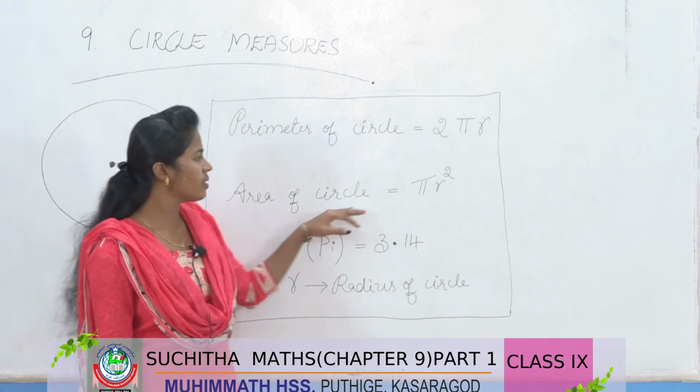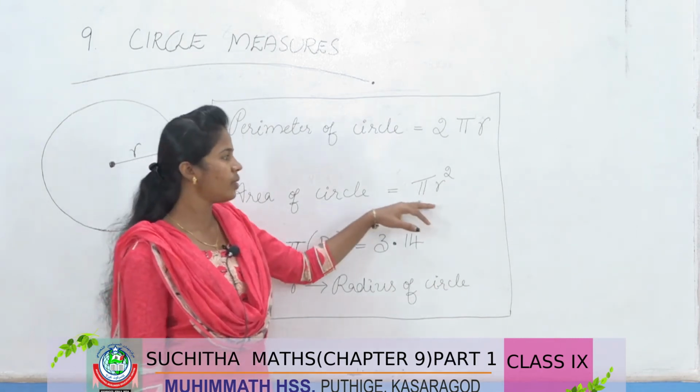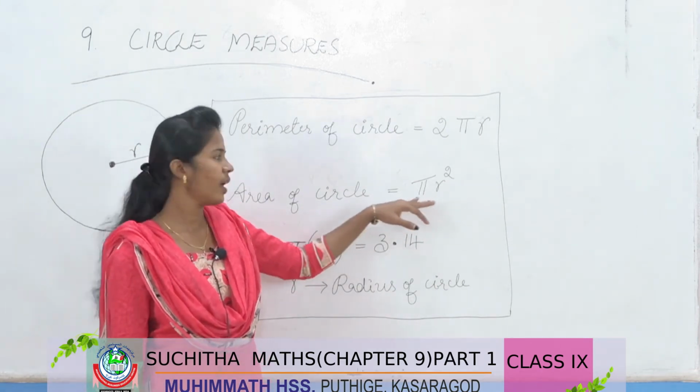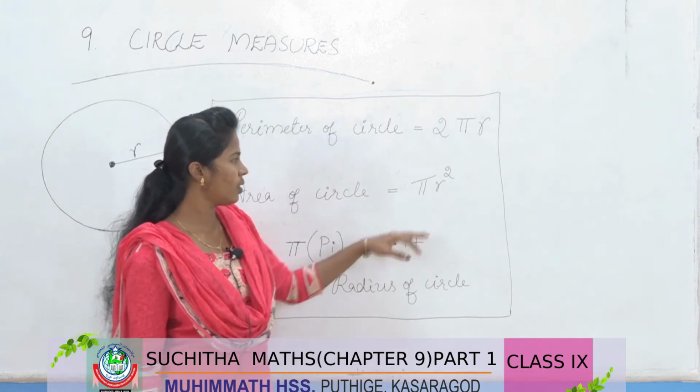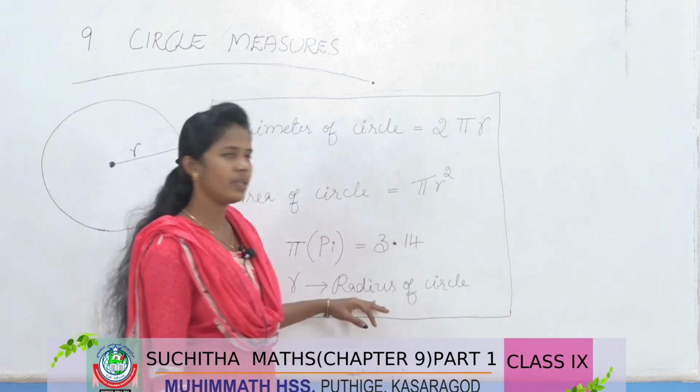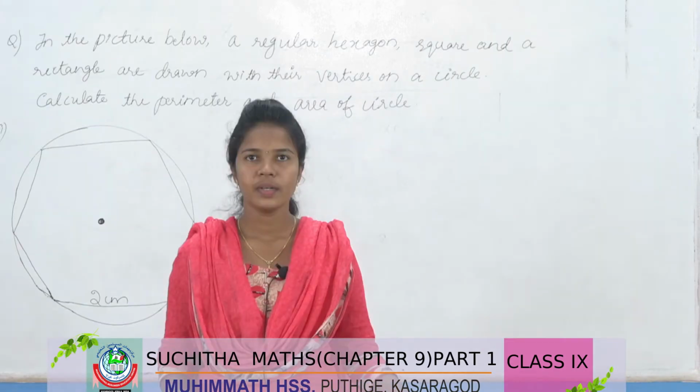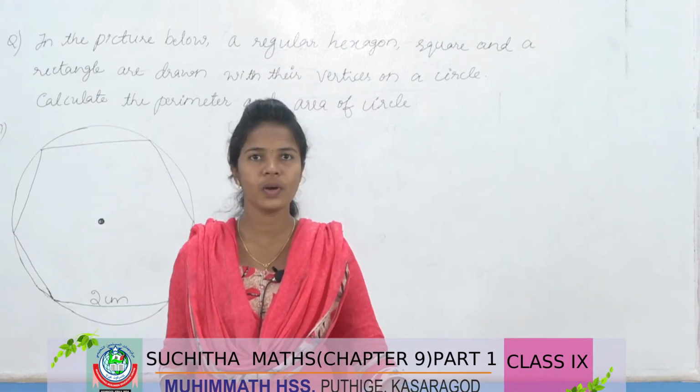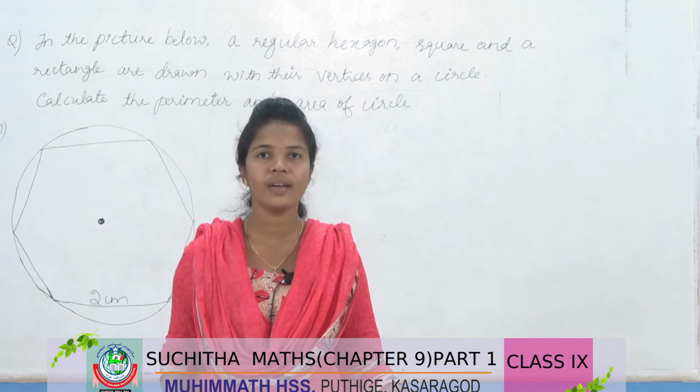Then the equation for the area of the circle is pi into r square. The value of pi is 3.14, and r is the radius of the circle. Understood? Now in your textbook, all of you open page number 137.